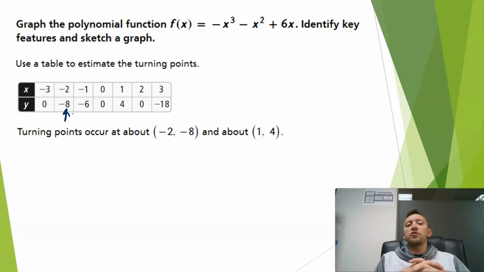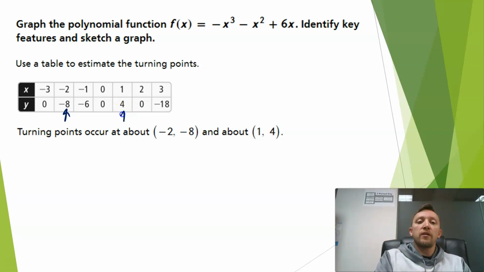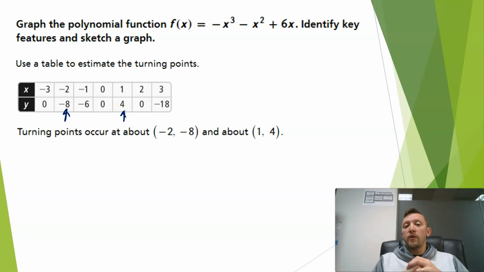And then we can see that it goes from negative 6 to 0, so that's increasing, and it continues to increase from 0 to 4. But then after the 4, it decreases. So the other turning point would be at 1, 4. We need to make sure that we can look at a table and know where the turning points would be, where it changed direction from increasing to decreasing or from decreasing to increasing. So we'd have 2 turning points.